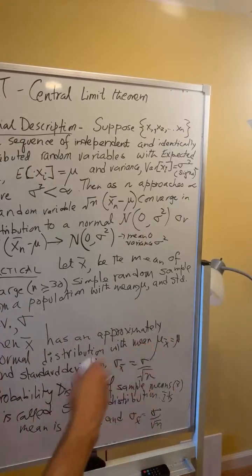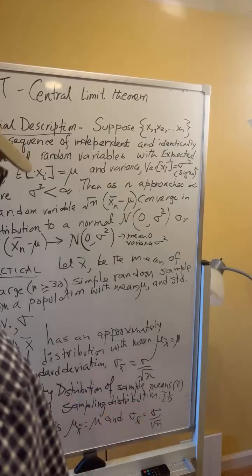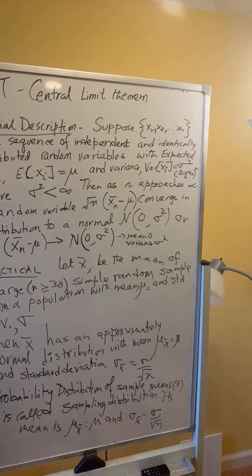Its mean, mu x bar, is equal to the mean of the population, and sigma x bar, which is the standard deviation of the sampling distribution, is equal to sigma divided by square root of n. This standard deviation of the sampling distribution is also sometimes called the standard error of the mean. So there you go. This is the practical application of the central limit theorem.